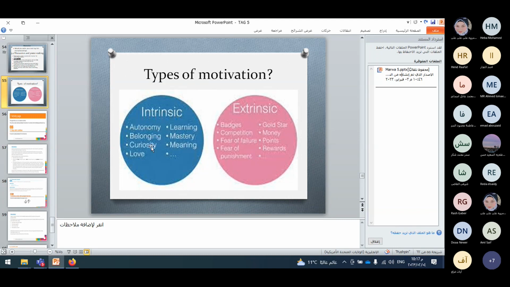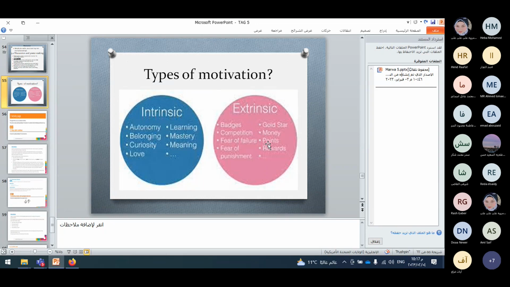They have curiosity. They are curious to learn more. They have a love of learning. They have a mastery of the language. They understand the meaning and importance of why to learn. Okay, so this is called intrinsic motivation. It's a kind of inner motivation that comes from the inside of the learner, and it's different from the kind of external motivation that comes from the teacher to the students.